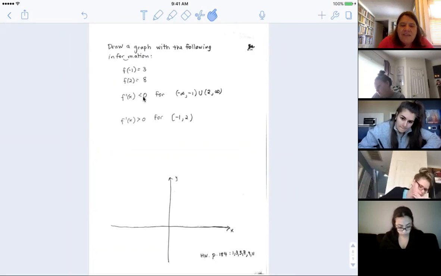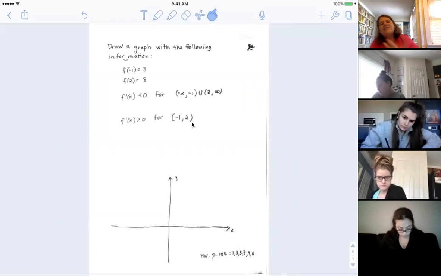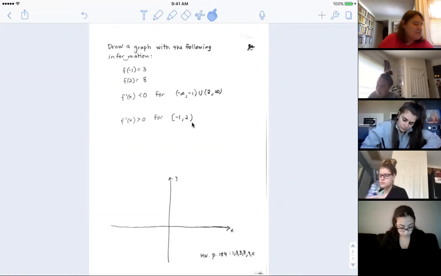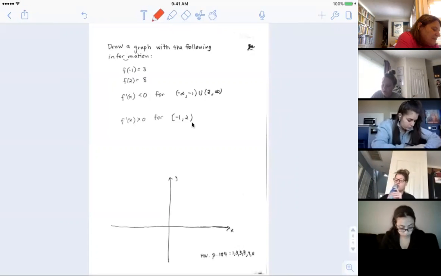F prime of x is less than 0, from minus infinity to minus 1 and 2 to infinity. Now, f prime of x is greater than 0 between -1 and 2. It's asking me to draw a graph of this, and I don't even have anything on the graph, except that I have a couple of things about it. What is this telling me right here?